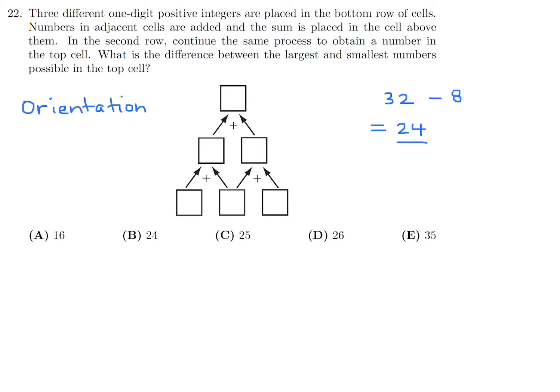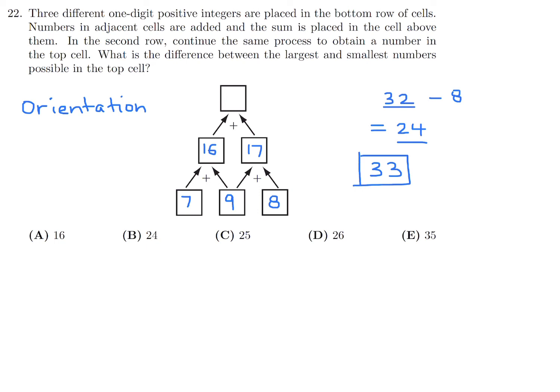So here we go. Let's start again, but this time with the proper orientation. The largest numbers are 9, 8, and 7, but the 9 goes in the middle, and then the 8 and 7 can go in the other boxes. And then this becomes 16, and this is 17, and therefore this is 33. So 33 is, as you can clearly see, larger than 32. So that's the largest possible.